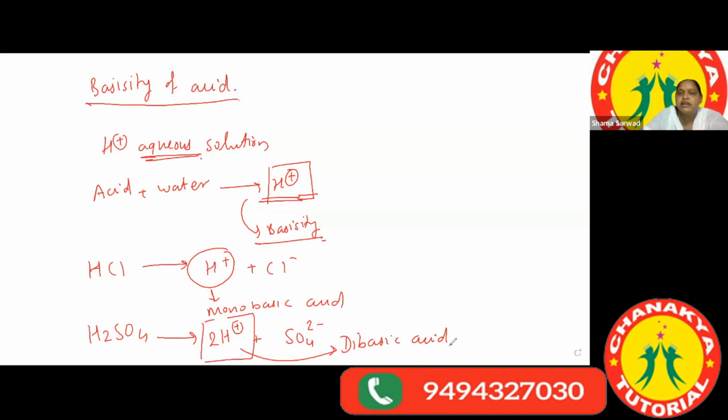And one more we will see, that is H3PO4. This is phosphoric acid. The name of this acid, if you don't know, please write down the formula and write down the name below it. It's phosphoric acid.